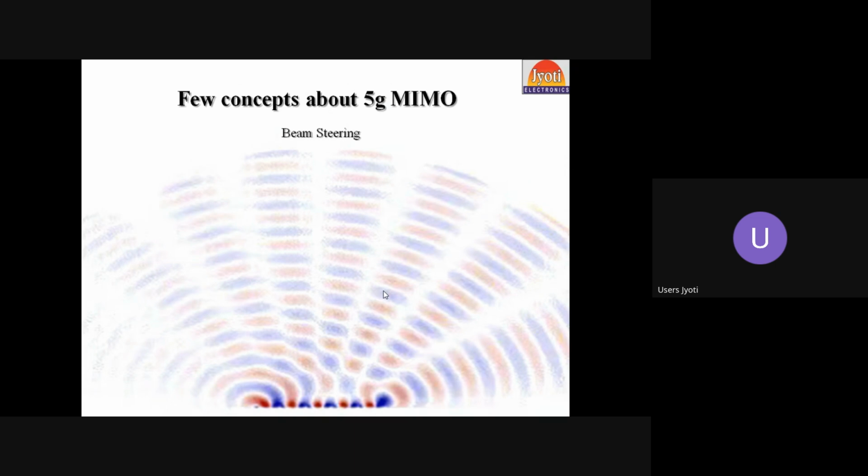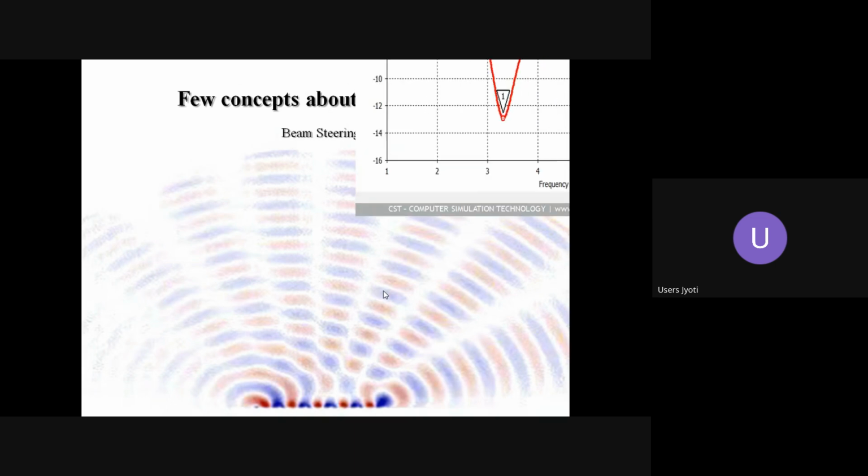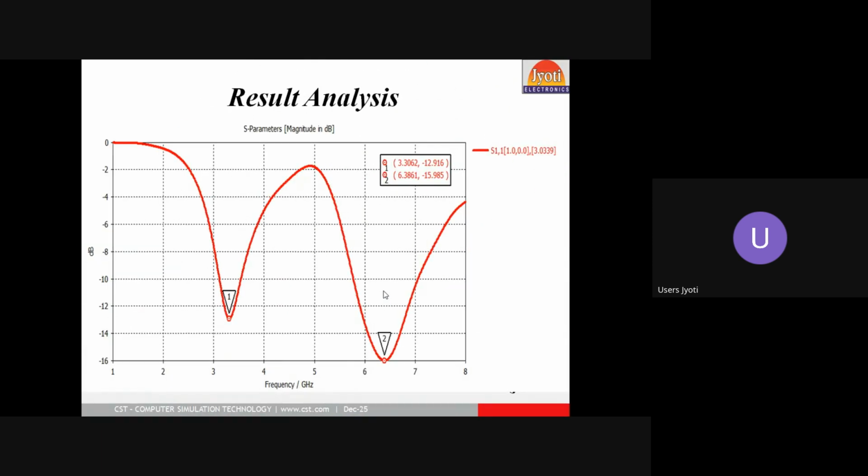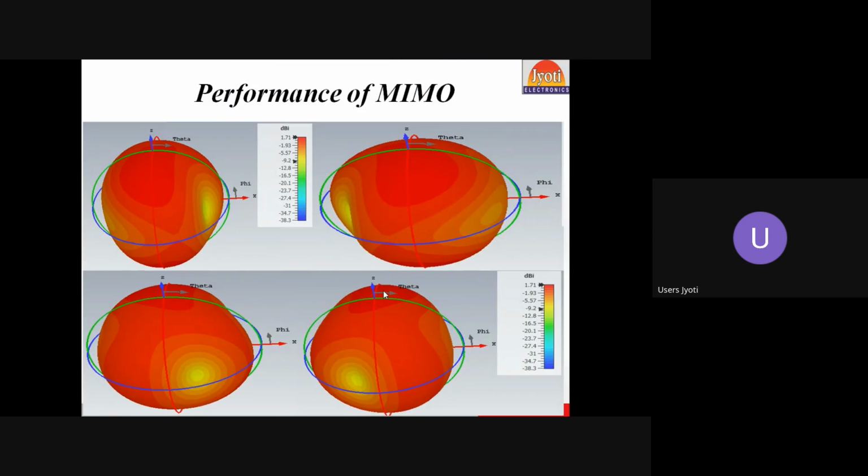So basically, this is the MIMO antenna, the good side of that MIMO antenna application. Also, you can see the S parameter. Here I got two bands below minus 10 dB: the first is at 3.3 and the second at 6.3 gigahertz. That means our antenna is radiating in two particular frequencies. We can also go with broadband.